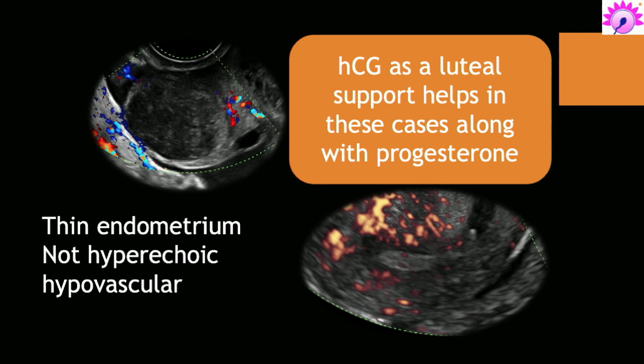If you don't want to give 5000, you can give 2000 international units on day 3, 7 and 10. So this is an additional luteal support that we will give in the next cycle, and that works.